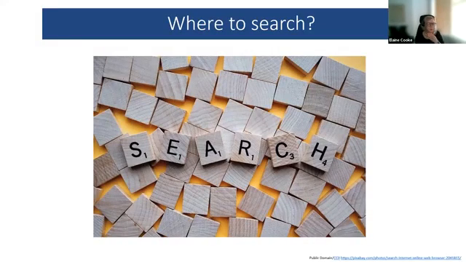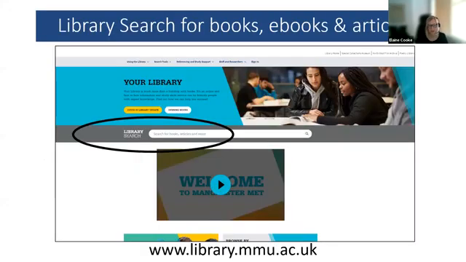Okay, so sticking to the academic sources, whereabouts do you start? Where do you search? Well, library search is the starting point for academic research. And so this is the search engine that searches across millions of articles, books and ebooks. So it's a vast search engine, very comprehensive and covers all subject areas.